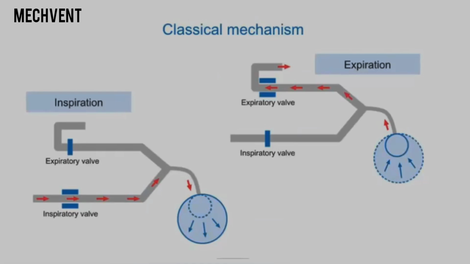Classical mechanism. The classical mechanism was described in the module Ventilator System Concept. In short, during inspiration, a ventilator opens the inspiratory valve and closes the expiratory valve, causing the airway pressure to rise. During expiration, it closes the inspiratory valve and opens the expiratory valve, causing the airway pressure to drop. As such, the two valves always act in opposite ways.